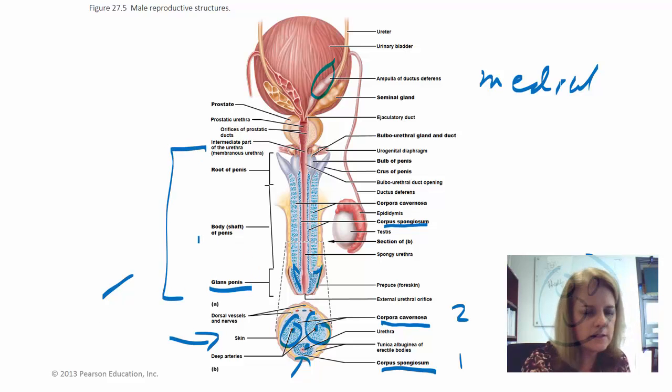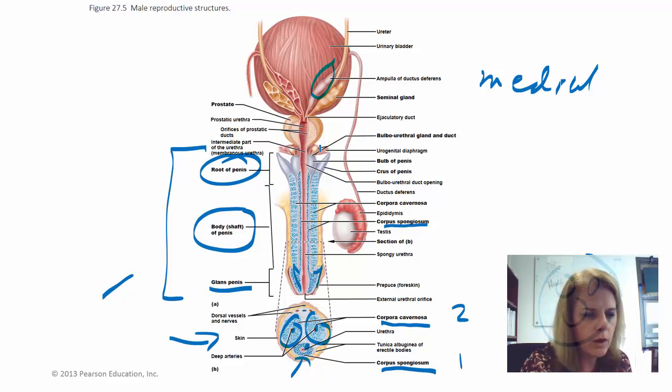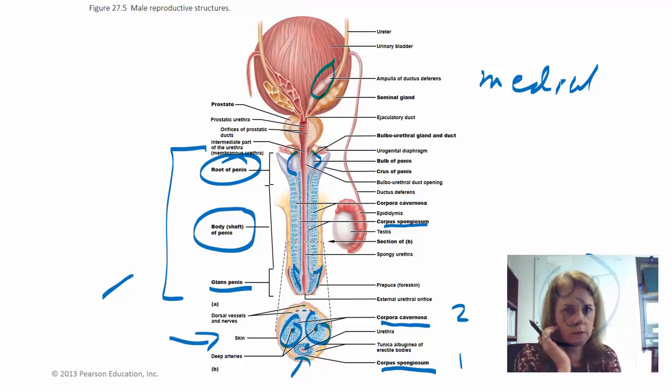You have the glands, I've mentioned that. You have the body or the shaft, which is the part that you see from the outside. Well, it's got to be held onto the body somehow, and so we call that the root. And the root actually has two different parts. You have the bulb. So the bulb is going to be right around that intermediate or membranous part of the urethra. That's the bulb.